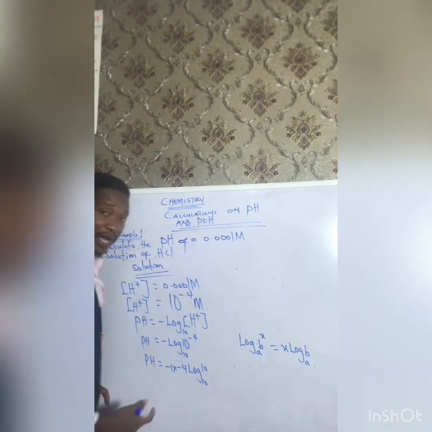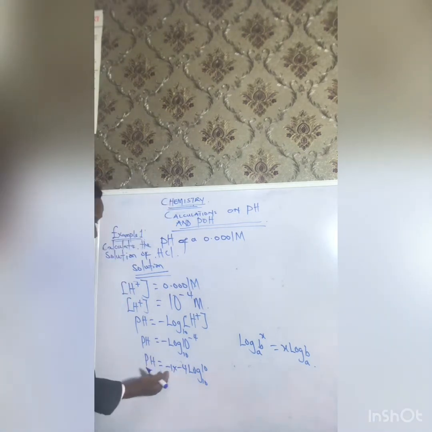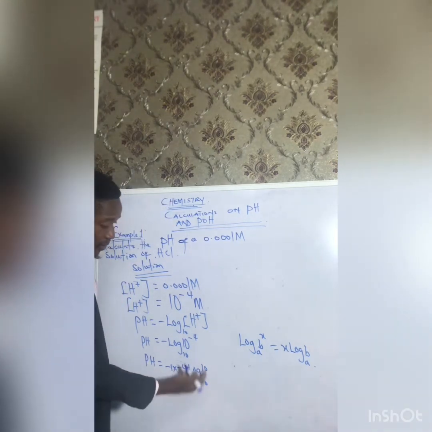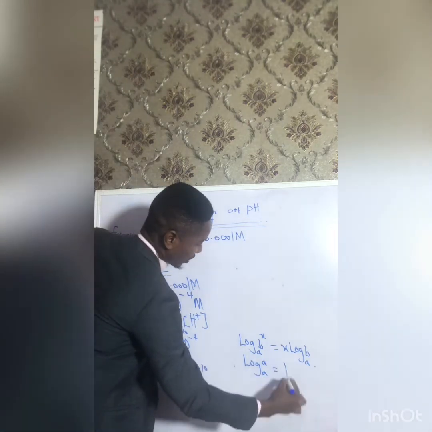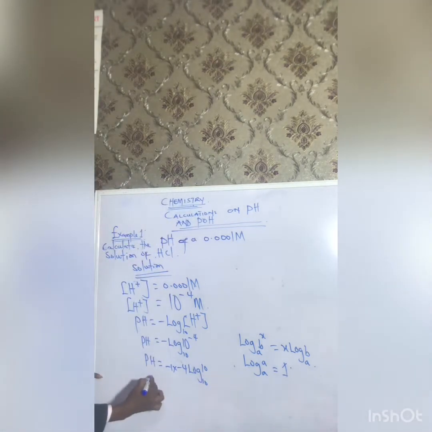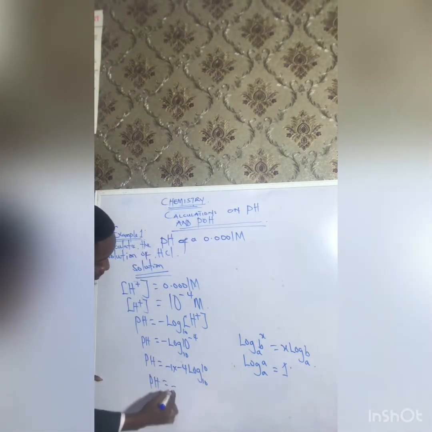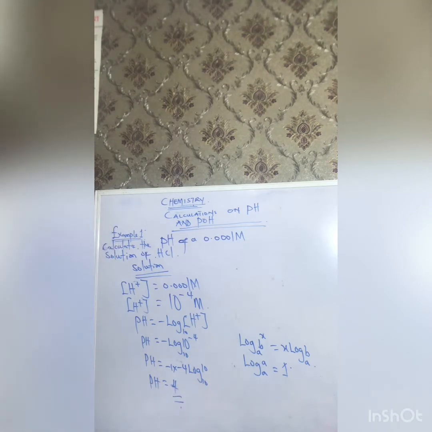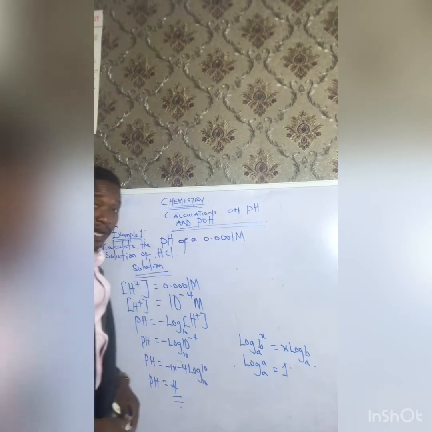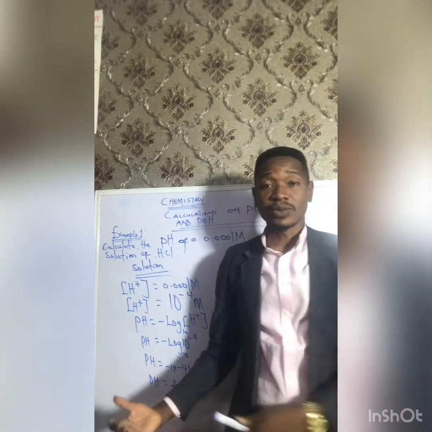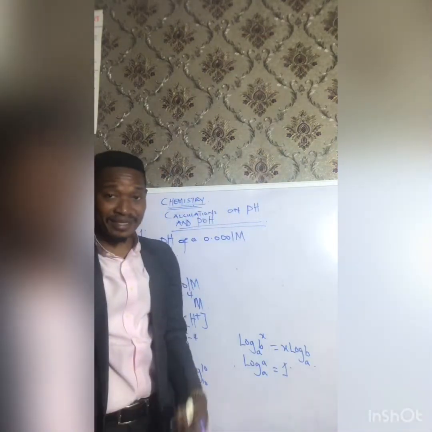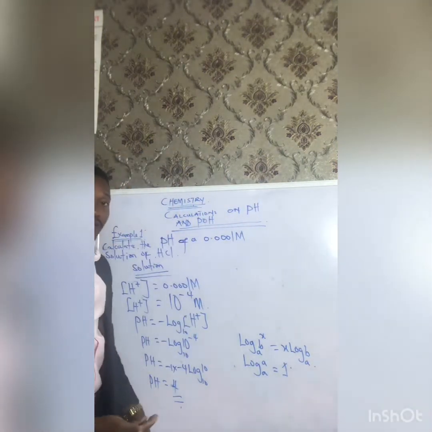So at the end of the day, we are going to have something like this. What is minus 4 times minus 1? That is 4. But what about this log 10 base 10? There is another law in logarithm mathematics that states that log of A to base A is equal to 1. So my pH now is equal to minus times minus will give me plus, that is 4 multiplied by 1. So the solution to this question is 4. That is the pH. And this solution would surely be acidic. As you can see, it is an acidic solution. Why? Because the pH is less than 7.